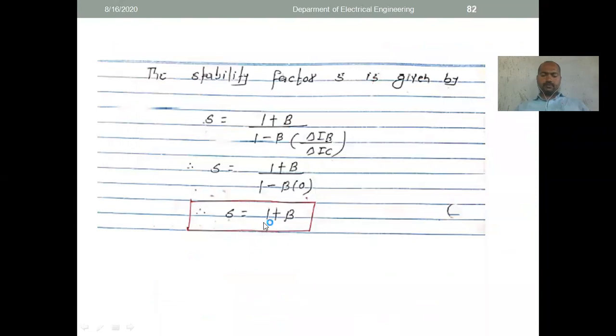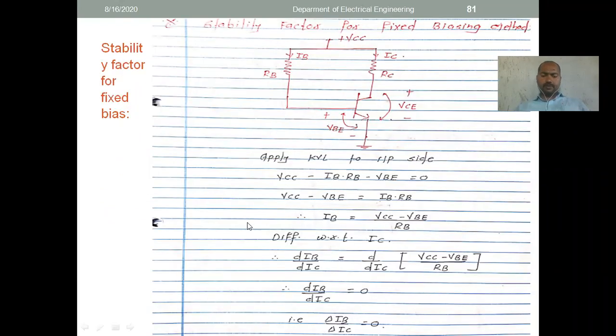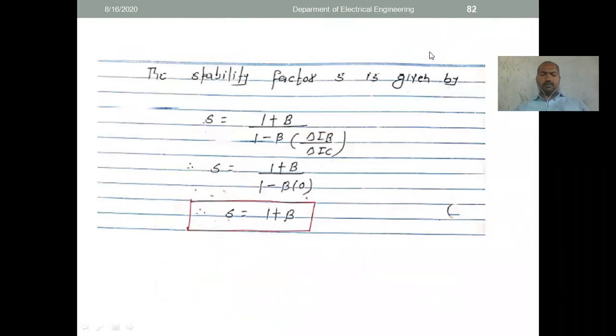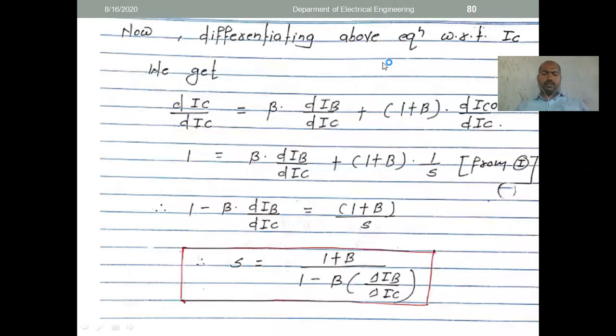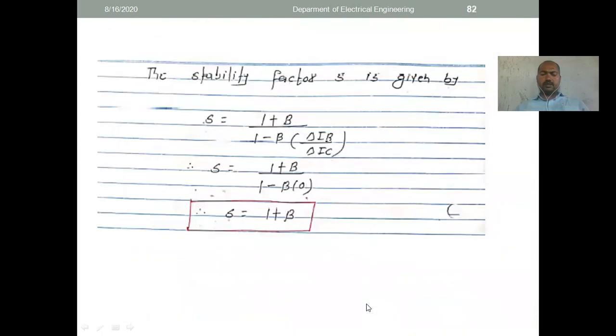So the equation coming with respect to this is dIB by dIC, which is equal to 0. So delta IB by delta IC is equal to 0. This term we have to use here in the equation. We know that this is nothing but the equation for the stability factor, S is equal to 1 plus beta divided by 1 minus beta into delta IB by delta IC.